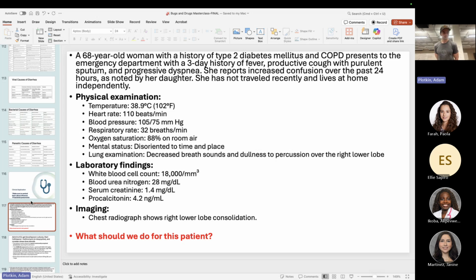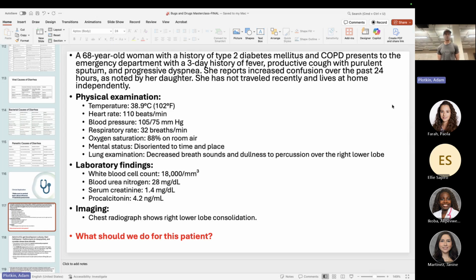Okay. All right. So on 117, we have a 68-year-old woman with a history of type 2 diabetes, COPD. They present to the ED with a 3-day history of fever, productive cough, purulent sputum, and progressive dyspnea. She reports increased confusion over the past 24 hours, as noted by her daughter. She has not traveled recently and lives at home.